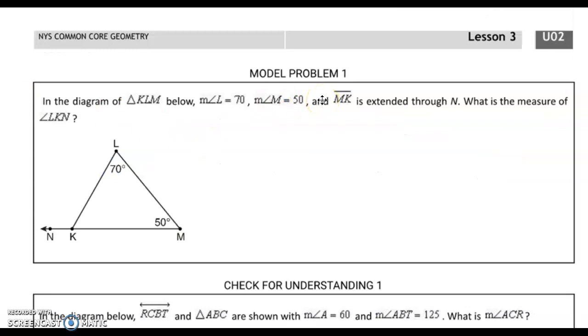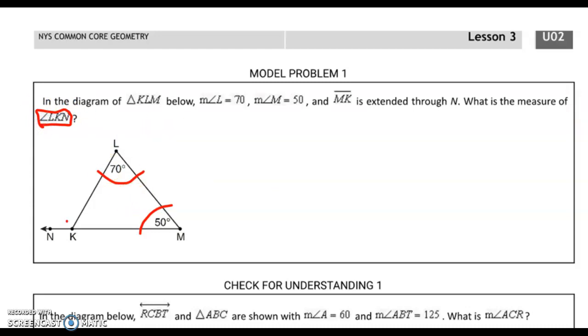In the first model problem, I have two angles in this triangle and I'm missing a third. What I'm going to do is use the exterior angle theorem because these two angles that I'm identifying here are what we call remote interior angles. We call these remote interior angles because they are far away from this exterior angle here. So we can use that information to find out the measure of angle LKN. Pause the video and try this one out, and then come back to see if you got it right.